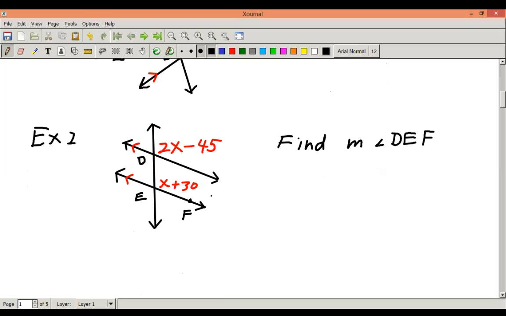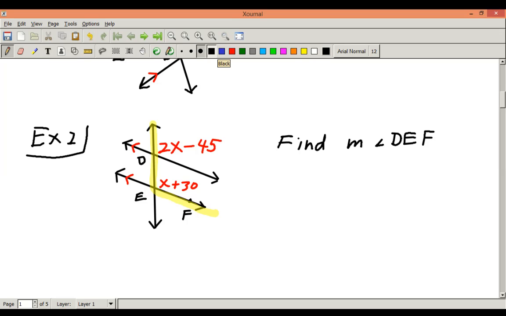Let's look at one more example before we get into the three proofs. In example number 2 here, find the measure of angle DEF. So we can see angle DEF there. Let me highlight it right here, angle DEF. So we can find that, of course, if we know x. And so our plan is to figure out x, and then we'll plug in our number for x there, and then add 30 to it, and we'll have angle DEF.